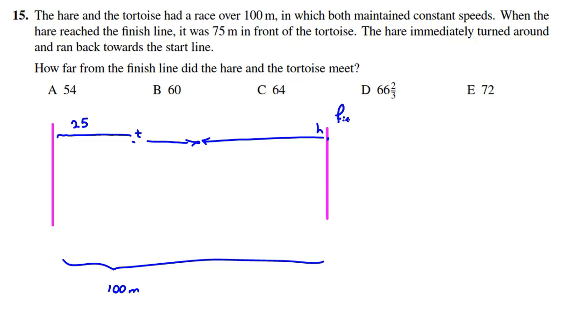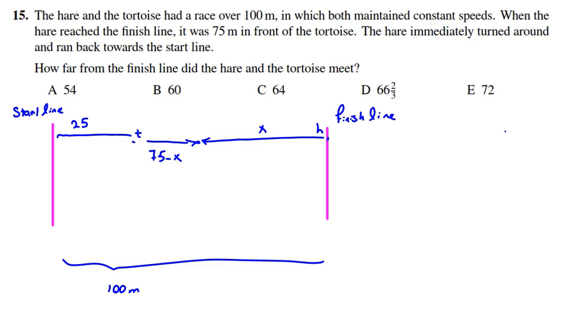This is the finish line. This is the starting line. Okay. And here, it is x. We want to find this x. It is 25. So 100 minus 25 minus x, 75 minus x.